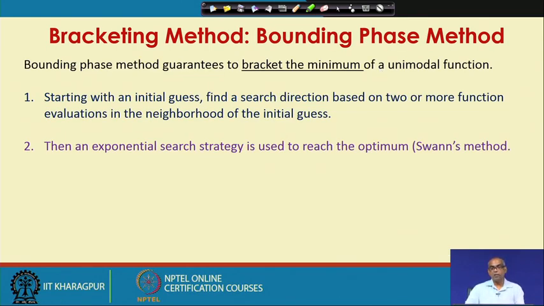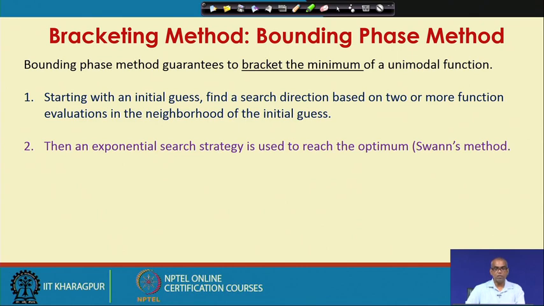Next, we talk about another bracketing method known as bounding phase method. Bounding phase method guarantees to bracket the minimum of a unimodal function. Starting with an initial guess, find a search direction based on 2 or more function evaluations in the neighborhood of the initial guess. Then an exponential search strategy is used to reach the optimum. The exponential search strategy is something similar to what we have seen as x k plus 1 equal to x k plus delta into 2 to the power k minus 1, which is known as Swan's method.